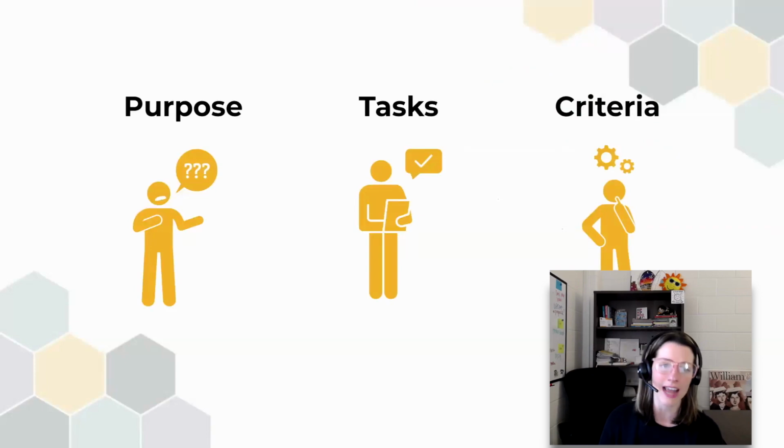In practice, it looks like outlining three things when you design your assignments. And again, today we're talking about outlining these three things related to assignments that use AI. First, you're going to outline the purpose. This is the skills that students are practicing and the knowledge that they're gaining by completing an assignment, describing why students are doing this assignment.